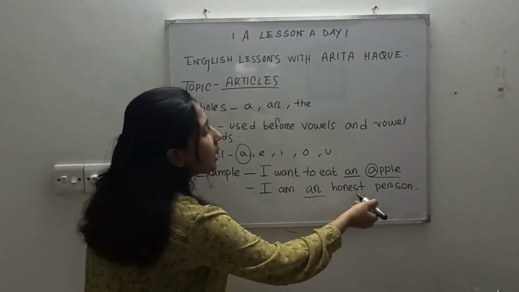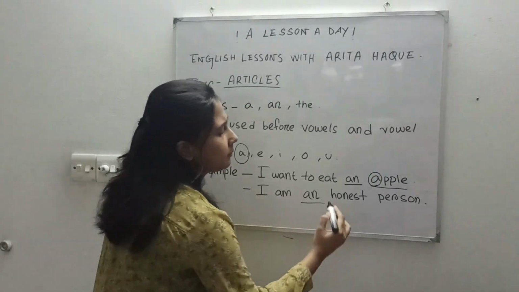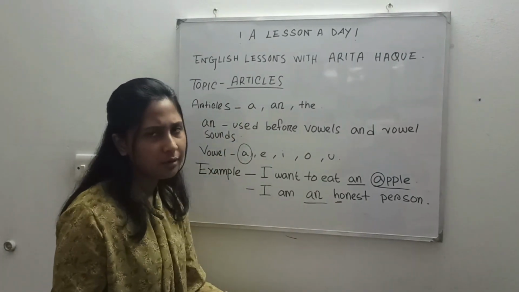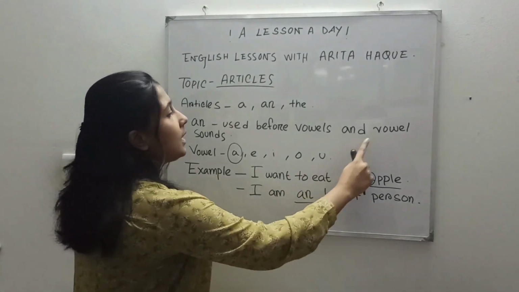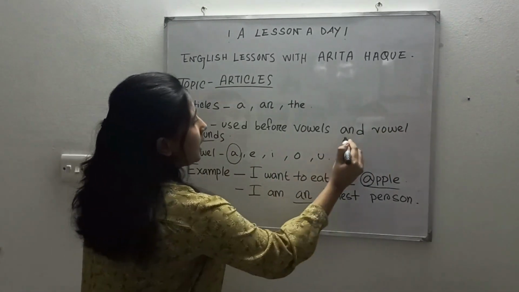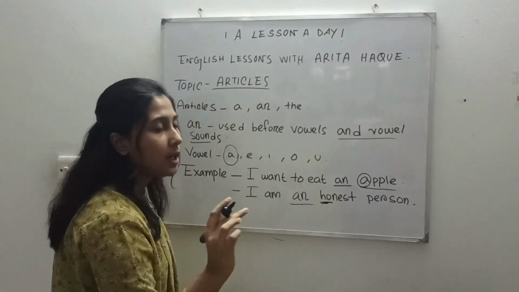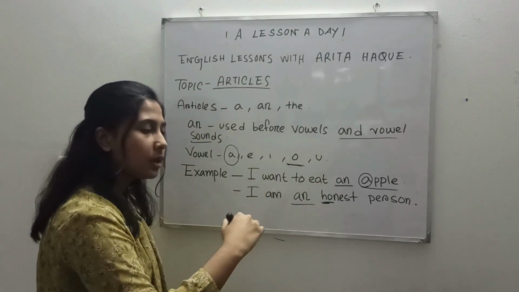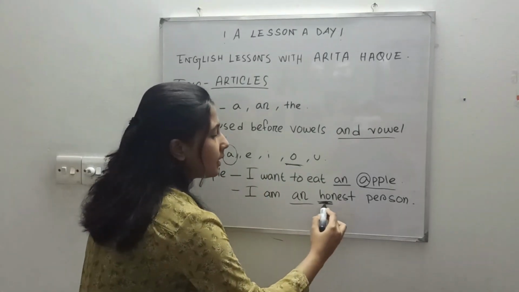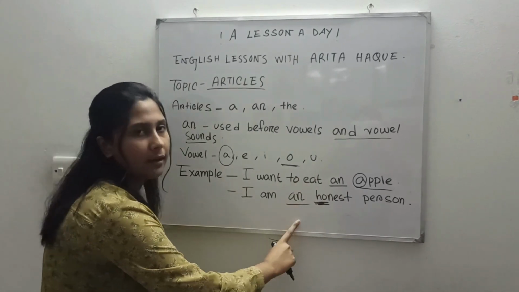I am an honest person. Why did I use the article an here? H is not a vowel letter, but here comes the twist. And vowel sounds. I've written this too. So honest, honest. So it comes with O. So O is a vowel, and this is a vowel sound, and that is the reason I have used the article an.